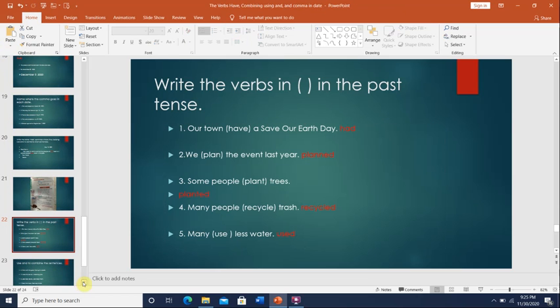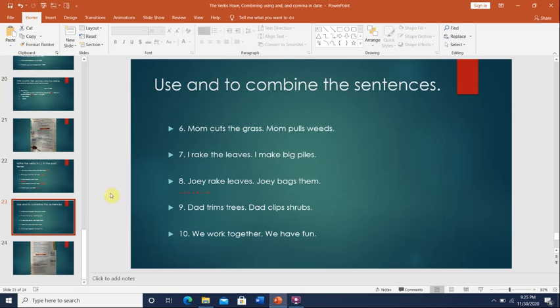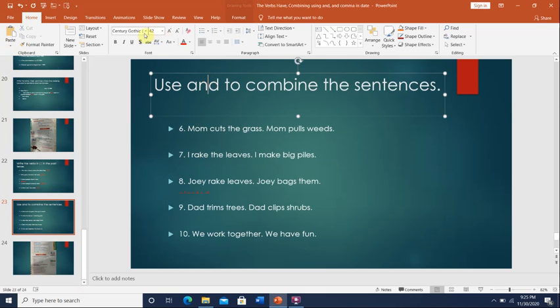And what else here? It says use "and." We will use "and" to combine the sentences. As you see here: Mom cuts the grass, Mom pulls weeds. Here the sentences have the same subject. So what will I do? I will write the first sentence as it is, Mom cuts the grass, and I will remove the second subject, and instead I will write "and." So: Mom cuts the grass and pulls weeds.